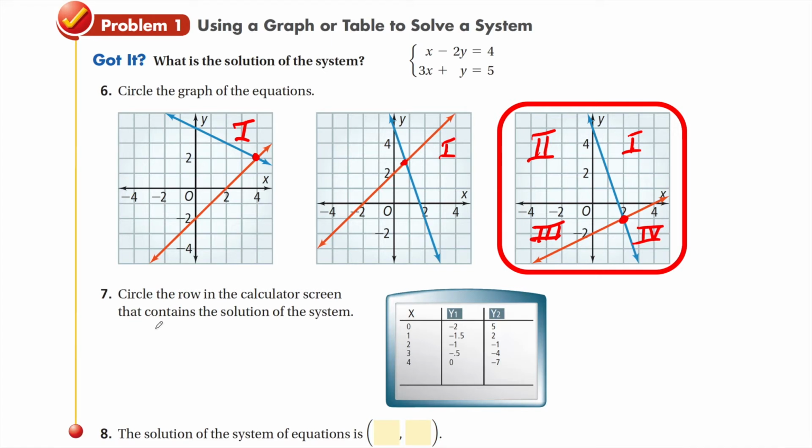So circle the row of the calculator that contains the solution. Well, if we were to type this into our calculator, you would be looking for when the y values match up, because all of these x values are the same. In this case, the y values that match up happen to be at 2, -1, which is right there. So the solution to this system of equations will be the x value of 2 and the y value of -1.